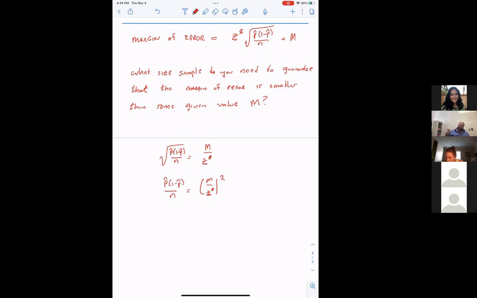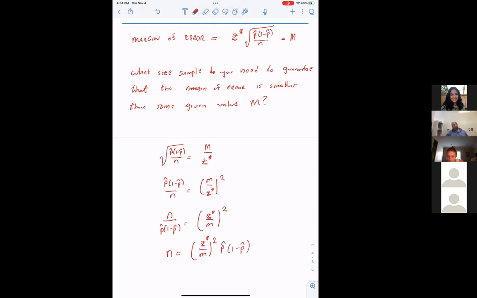So I'm going to do something a little different. I'm going to flip both fractions. So I get n over p hat (1 minus p hat) equals z star over m, squared, and now multiply by p hat (1 minus p hat). And that gives me this formula here for the sample size.